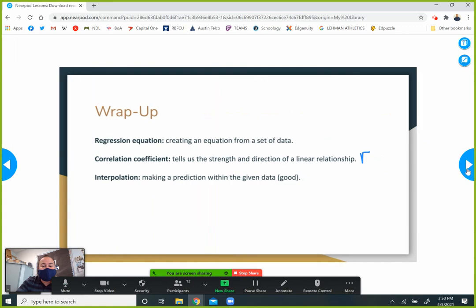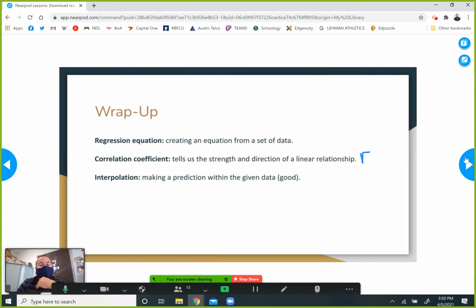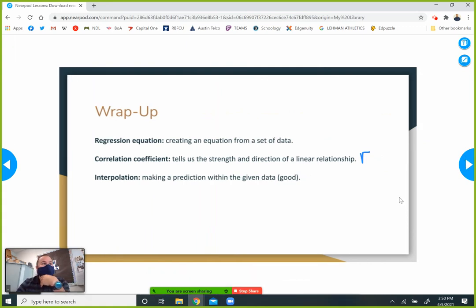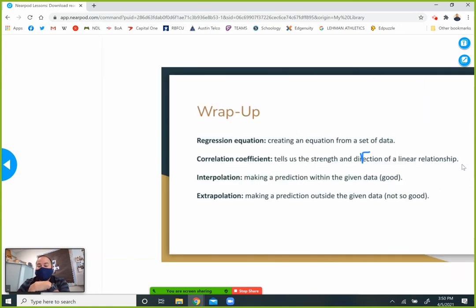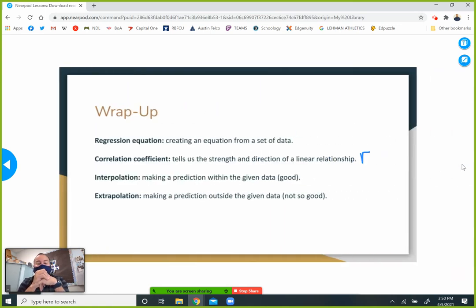Let's see. Interpolation, make a prediction within our data. If we have something that's within our given data, that's an interpolation. Not within our data, that's an extrapolation. Interpolation, good. Extrapolation, not so good. Okay. Don't ever want to extrapolate. There's other things that can lead to that, but again, it's because we don't know if the data is going to continue to trend that way when we guesstimate outside the data.